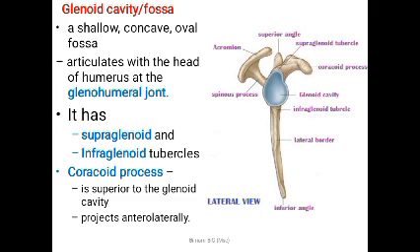The glenoid cavity or fossa, a shallow concave oval fossa, articulates with the head of the humerus at the glenohumeral joint. It has supraglenoid and infraglenoid tubercles. The coracoid process is superior to the glenoid cavity and projects anterolaterally.